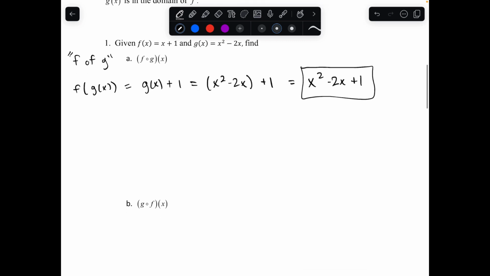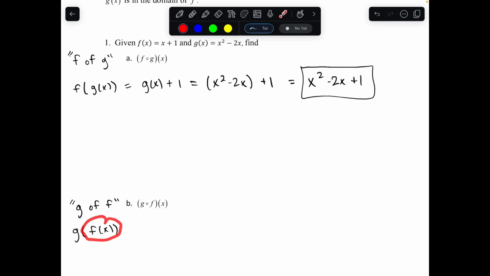Now we can actually do it the opposite way. We did f of g of x, and now down here for part B we can use f as the input of g. So we can write this, g comes first, so it'll be g of f, as in f is my input. And so we write g of f of x, and so now f of x is the input. So I'm going to plug in an f of x anywhere I see an x in my function g. So this is going to be f of x quantity squared minus 2 times f of x.